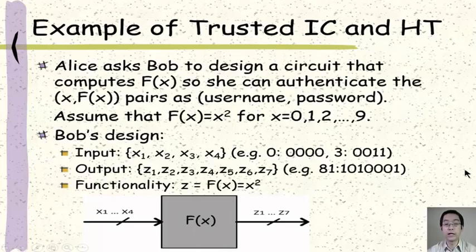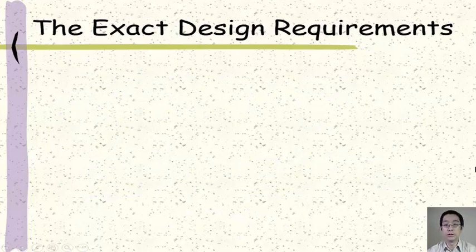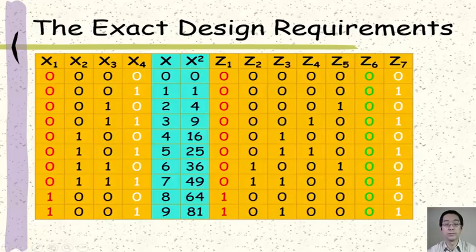And Alice can actually test by putting in these 10 different values and seeing what the output will be, and then can show that the system does no less. And how about the no more part? So we start from saying what is the exact design requirement in this case. So this is a huge truth table here.